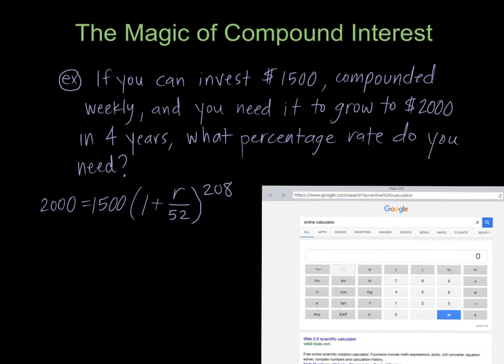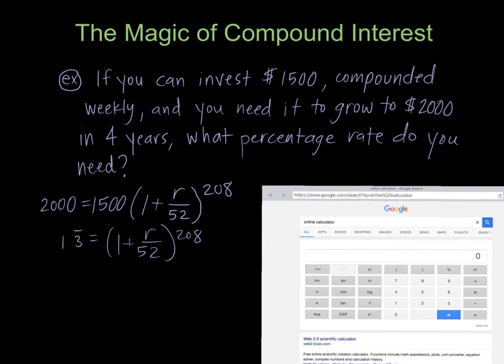With my simple calculator, it'll be easier if I just go ahead and do 52 times 4 is 208. And that's assuming 52 weeks in the year. I don't know that that's exactly the case, but it's close enough for our purposes. All right. So my unknown in the R position, I want to do 2,000 divided by 1,500 first. And I get 1.333 and so on. Now I have, at this point, 1.3 repeating equals 1 plus R over 52 to the 208.